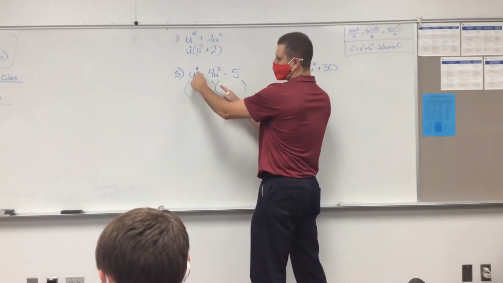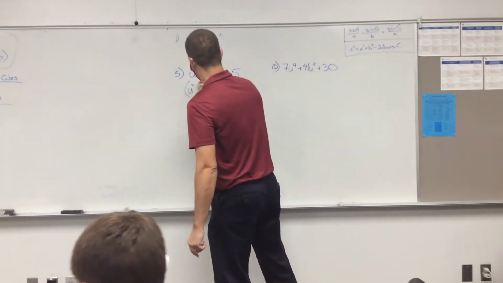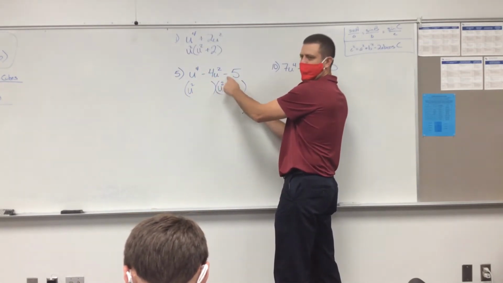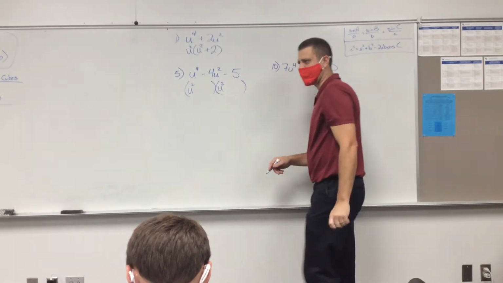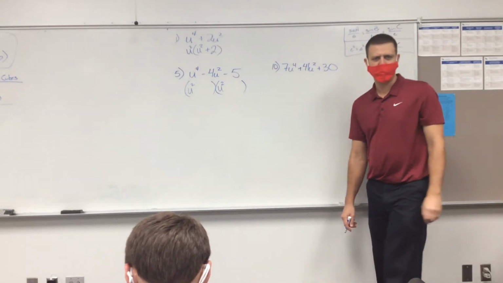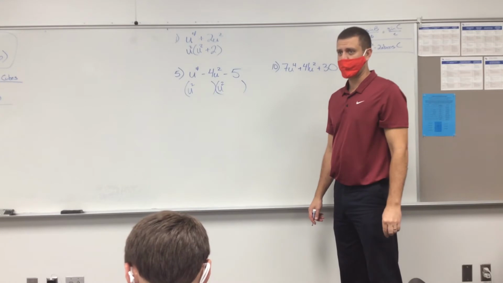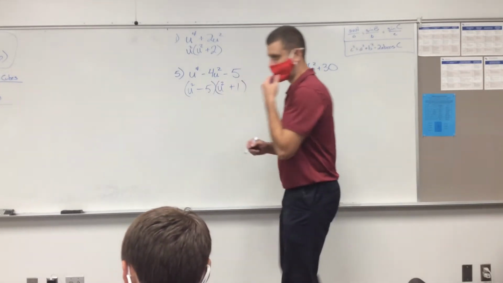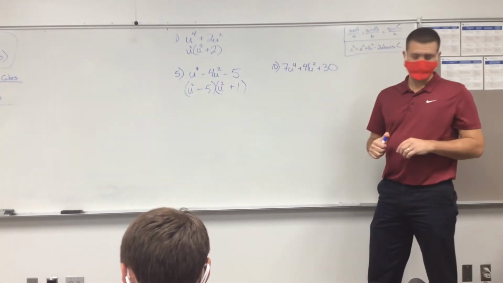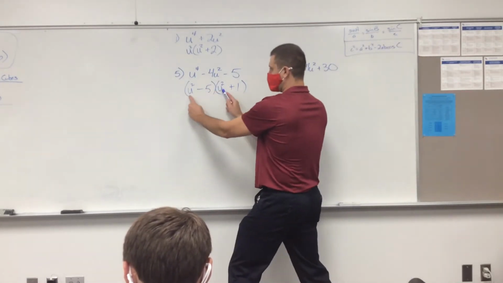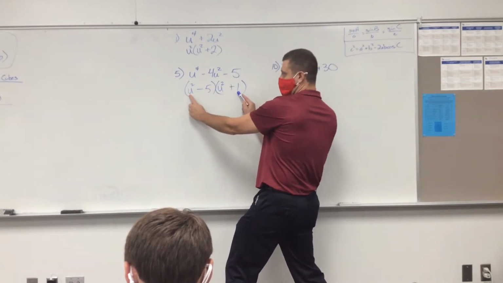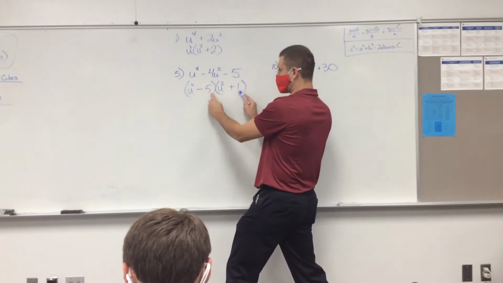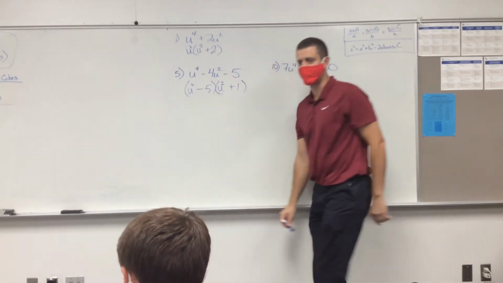What times what makes u to the 4th? U squared and u squared. And then what 2 numbers multiply to negative 5 but add to make negative 4? Negative 5 and positive 1. That works, right? Because I get u to the 4th plus 1u squared minus 5u squared, which makes my negative 4u squared, and then I still have the minus 5 at the back end.